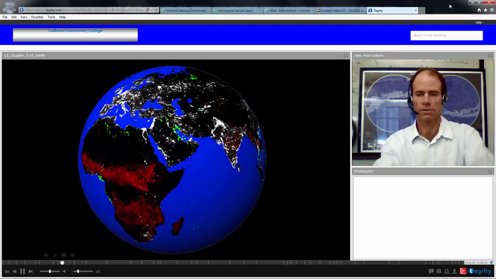Here's a picture from space showing populated areas and light coming from around the world.